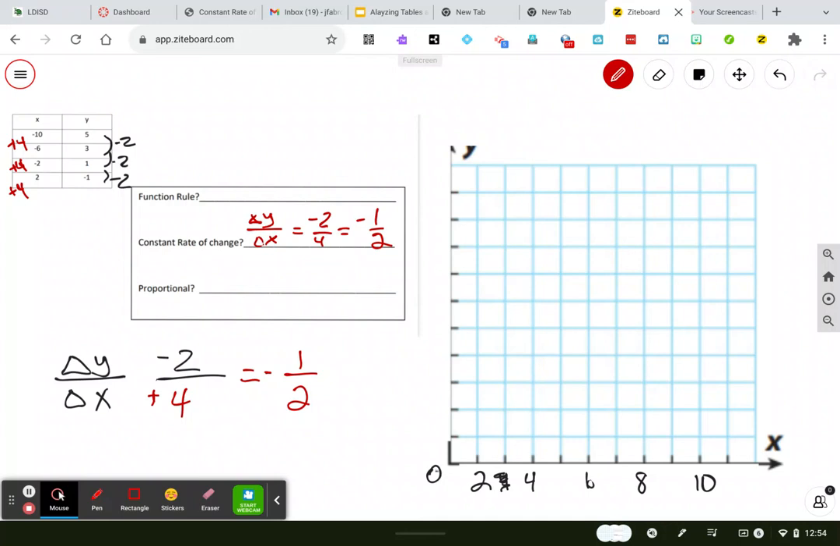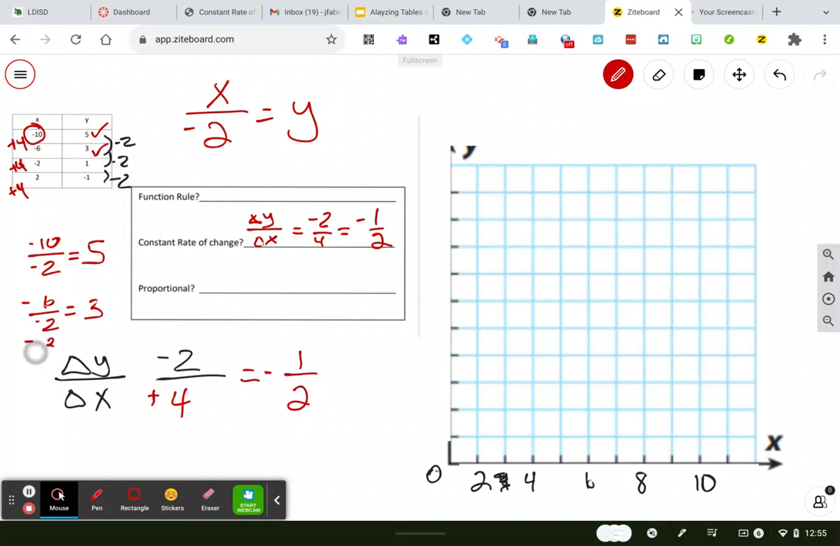So it goes by 1/2. What's happening with your function is every time I take your x and I divide it by negative 2, I'm going to get your y. So in this case, negative 10 divided by negative 2 is positive 5. Negative 6 divided by negative 2 is positive 3. Negative 2 divided by negative 2 is positive 1. So your function rule is x over negative 2.